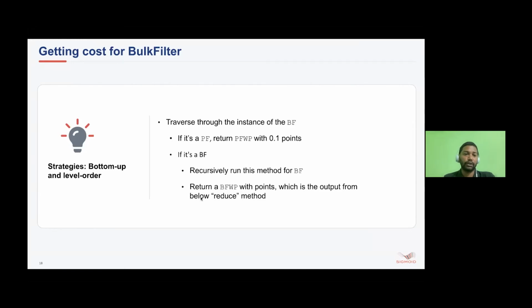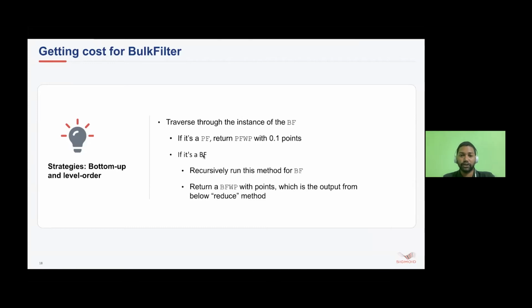So we can have this strategy, the bottom up and level order. So we'll traverse through the instance of that bulk filter. If it's a projection filter, means one single filter expression, the filter node, then we will assign it with a point like 0.1 that we have discussed before, right? So it will be like projection filter with points, and they will have point with 0.1.